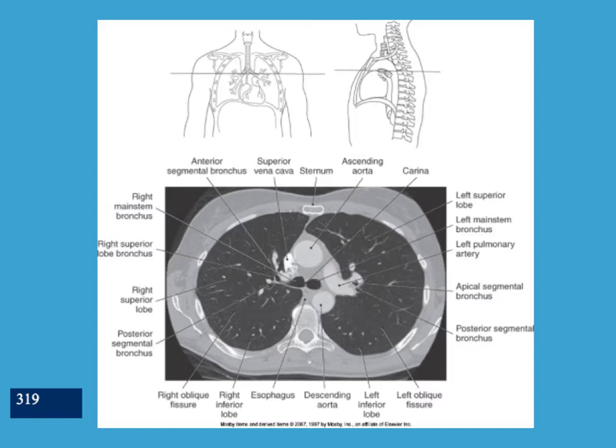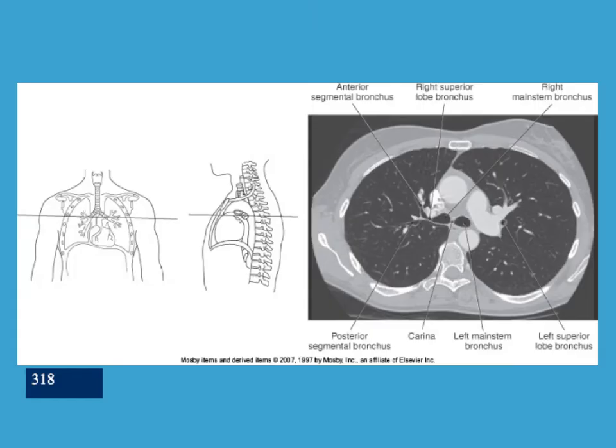This one is another one. Is this one more inferior or superior than what we just looked at? So now you're actually looking at the carina where you can see the bifurcation. Is this slice higher or lower than the last one? It's more superior, so it's higher. You're looking at the bifurcation, which is right here. See how it shows carina right there? The left and right bronchi are going into the lungs.